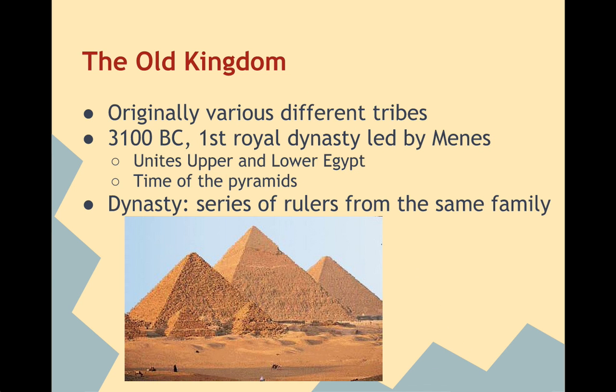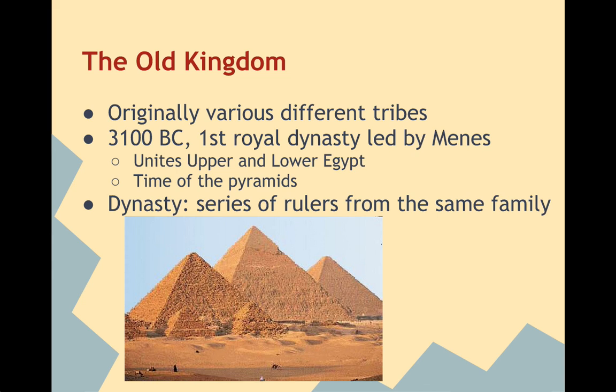Moving on. We're going to talk about three kingdoms. There's the old, the middle, and the new kingdom. When we talk about the old kingdom, what you need to understand is that originally the old kingdom had different tribes. All of them lived in Egypt, but they were just different tribes that associated with their tribe. By 3100 BC, a dynasty is going to arise. A dynasty is a family of rulers, if you've never heard it. So when you have a pharaoh, when he dies, his son takes over, and so on and so on.